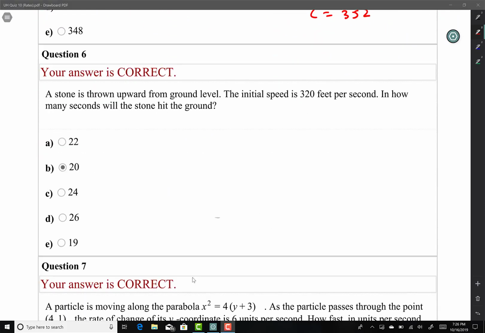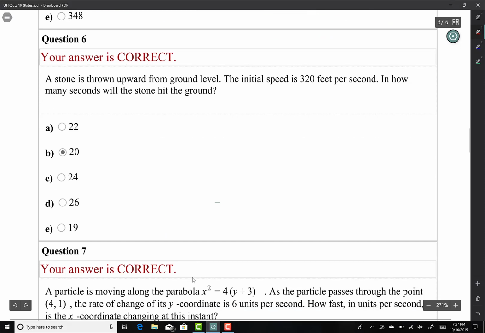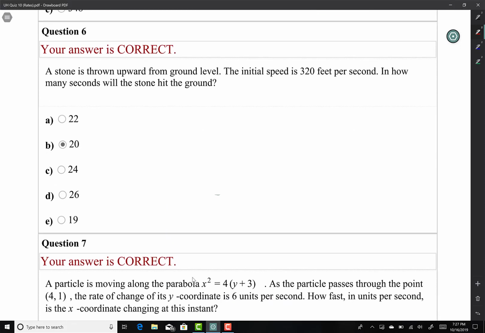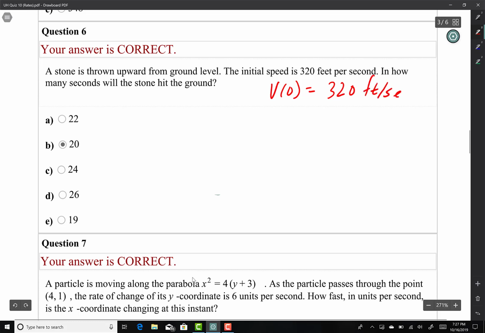All right, here we go, guys. A stone is thrown upward from ground level. The initial speed is 320 feet per second. All right, so that's the initial speed. So that means that velocity initial is 320, and then write feet per second there, like so. And then it says, in how many seconds will the stone hit the ground?